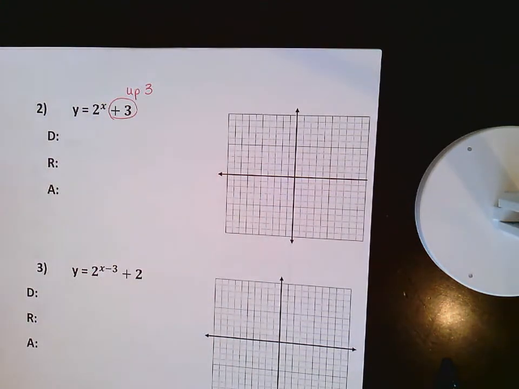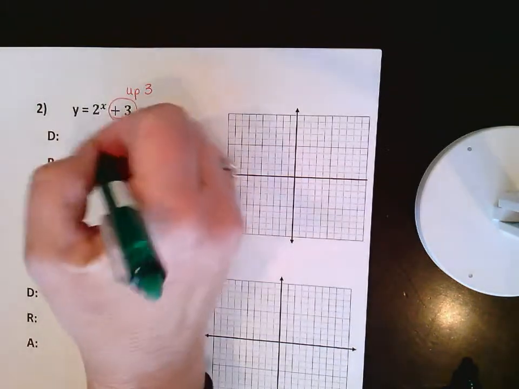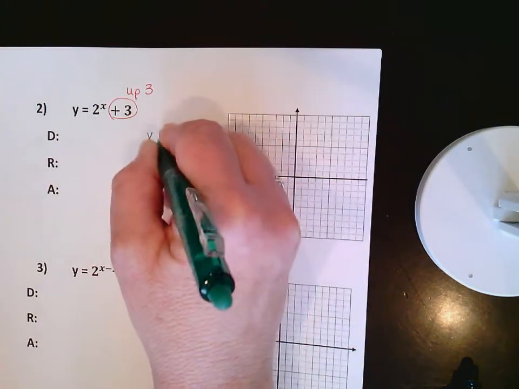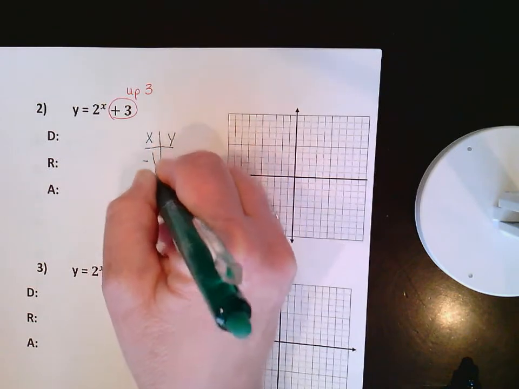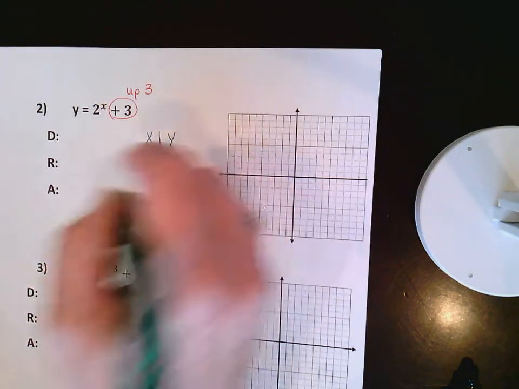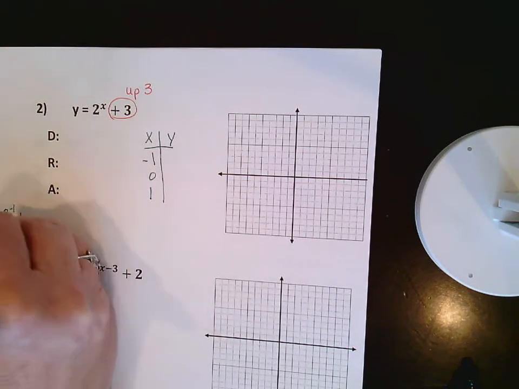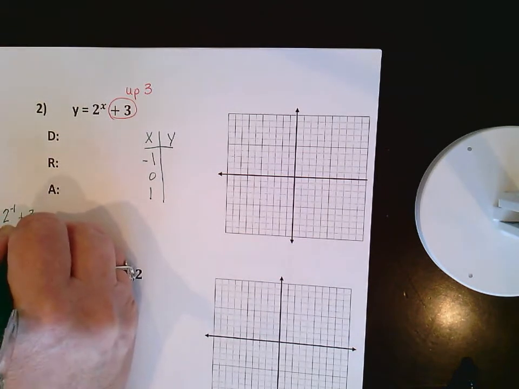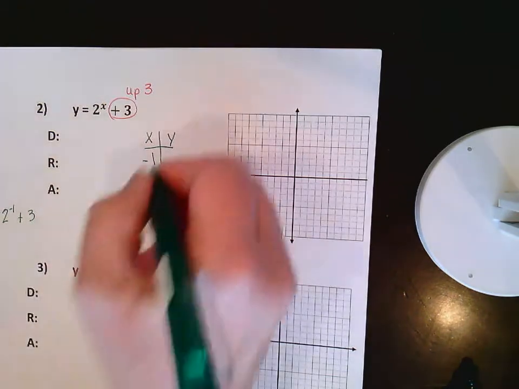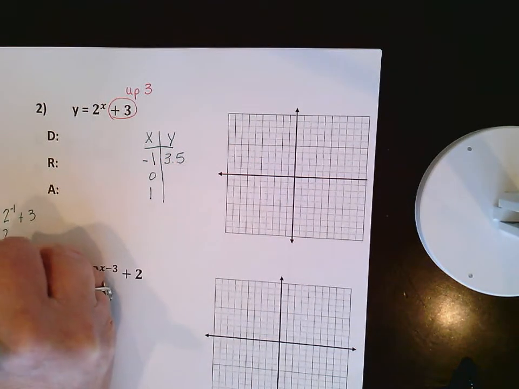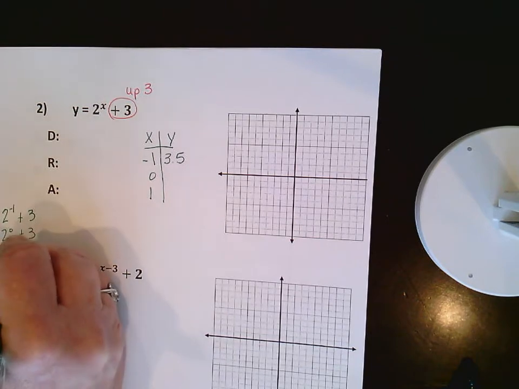That's the only change that I have from the previous one. I'm going to do x and y. I'm still going to do -1, 0, and 1. So if I have 2 to the -1 plus 3, okay, 2 to the -1 is 0.5 plus 3 is 3.5. 2 to the 0 plus 3, 2 to the 0 is 1, and 1 and 3 is 4.